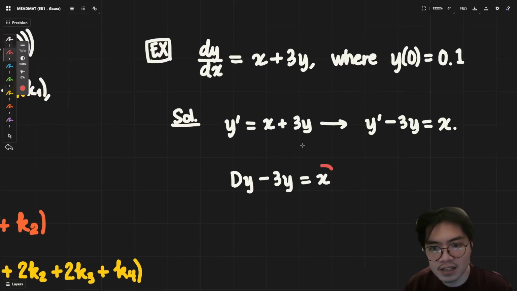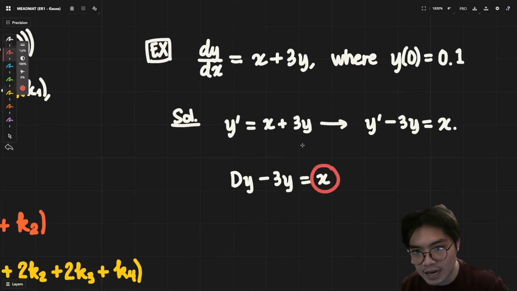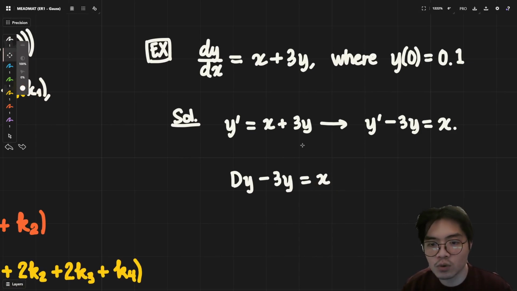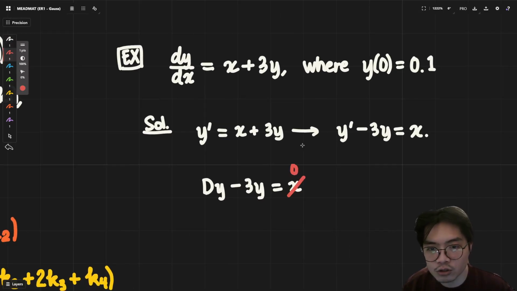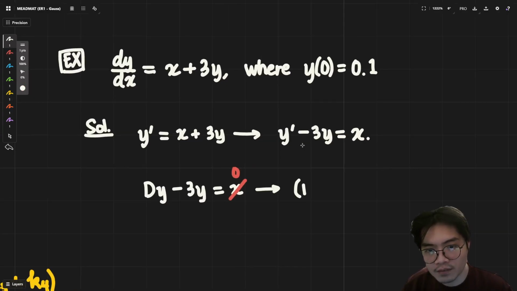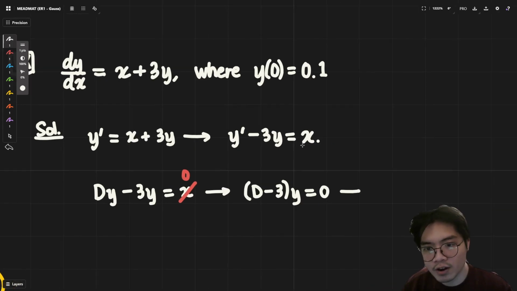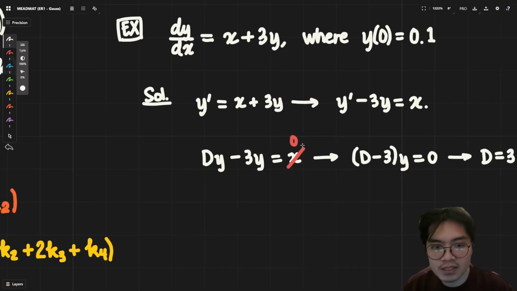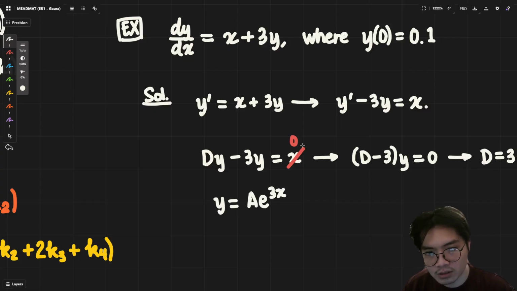The thing is, this is non-homogeneous because there is still a value on the right-hand side. So we will consider that first to be 0 and deal with the x later on. Now what we will have is D minus 3 times y is equal to 0. You can very clearly see that the answer here is D is equal to 3, which means our general solution is going to have an A e raised to 3x.